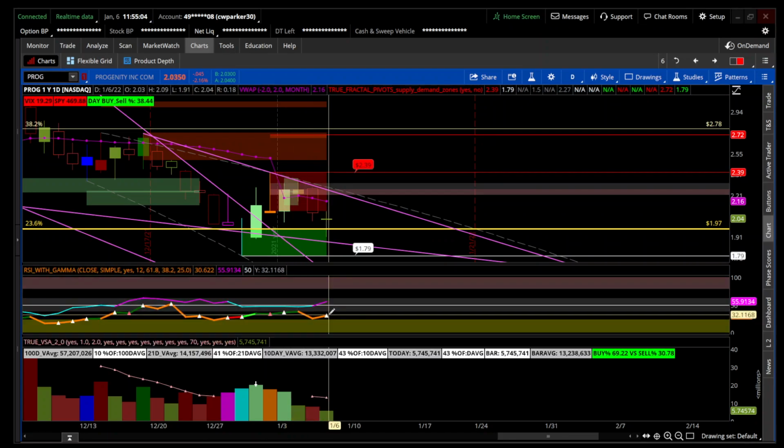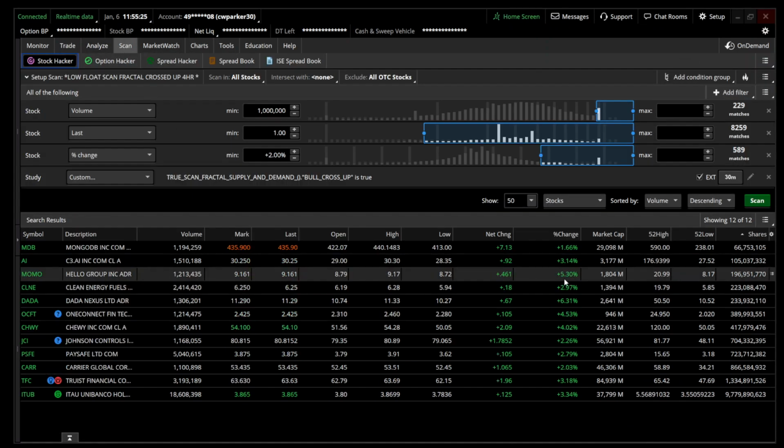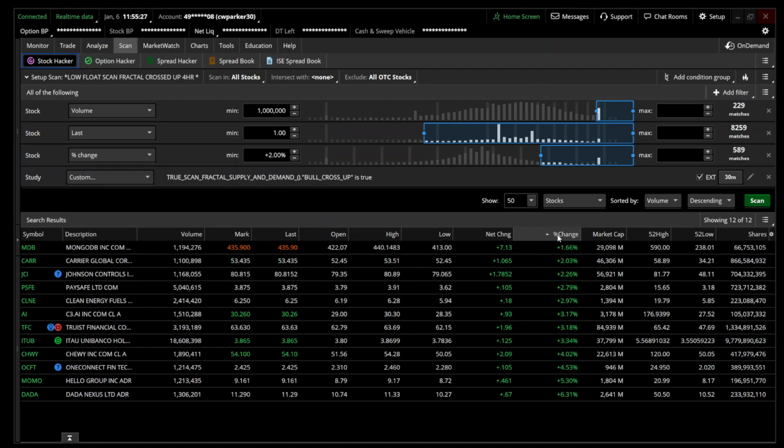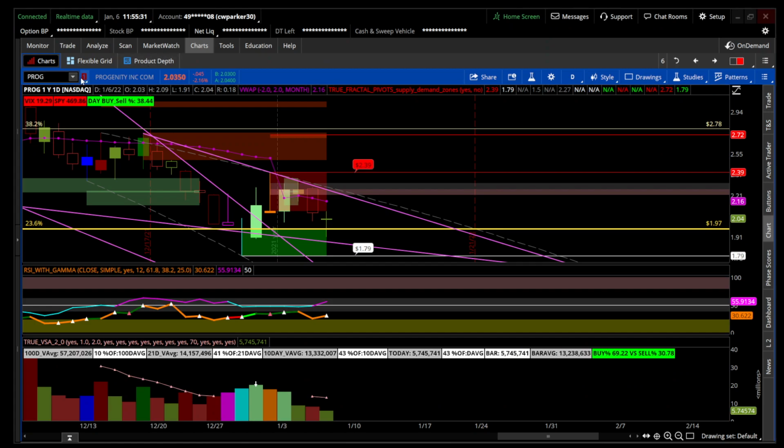So hopefully PRG has something coming up on the 10th, some type of showcase of the PEEL and gastrointestinal news. So hopefully that pushes the stock up. And let's just go back to the scan. And let's look at the greatest percent chance. And we'll go to data, DADA.